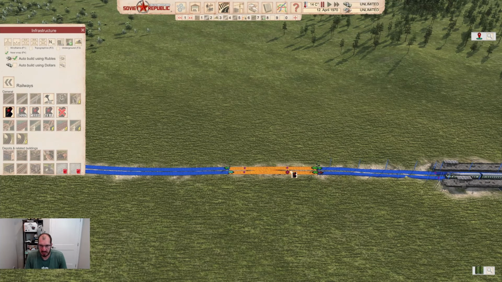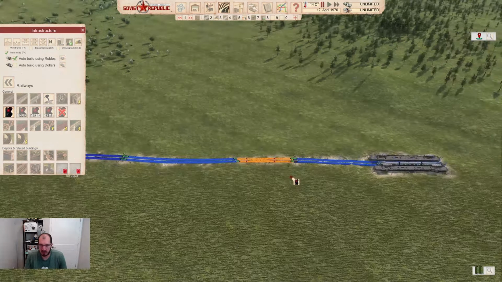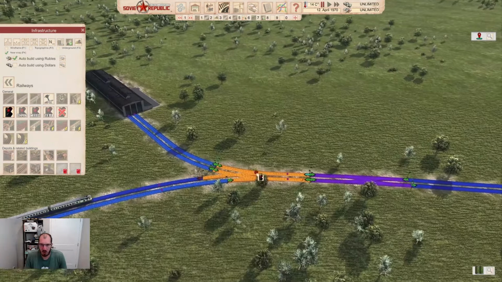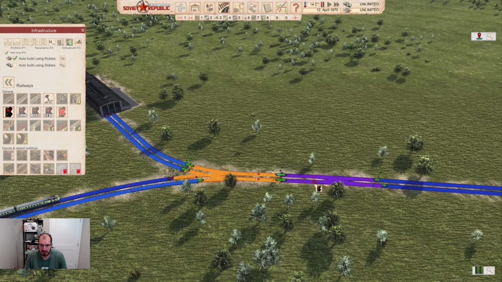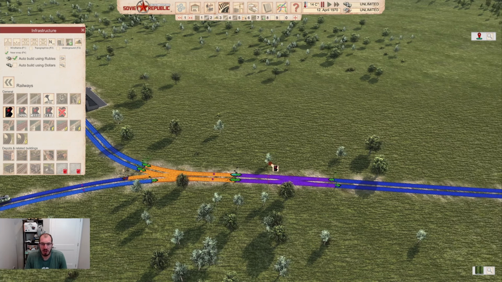Orange is a junction, and one orange color every once in a while is a good thing. If you have orange and purple together, that means there's a junction followed by a junction. That is not good. Don't do this.